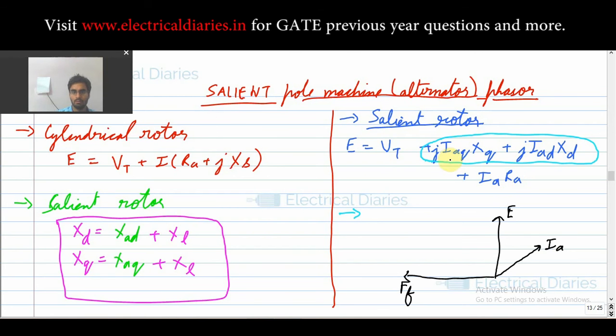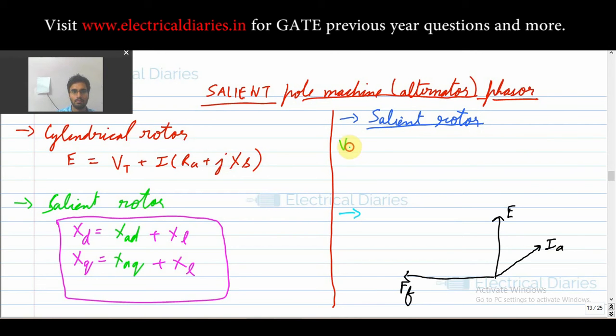See, this is your VT. Now I'm rearranging this equation in this way: VT is equal to E minus jIAQ XQ minus jIAD XD minus IA RA. So this is your final equation.